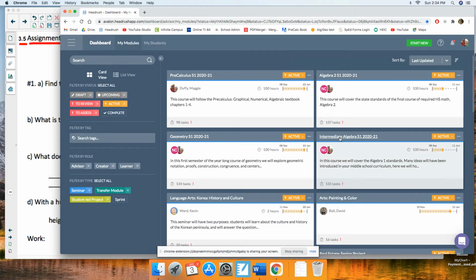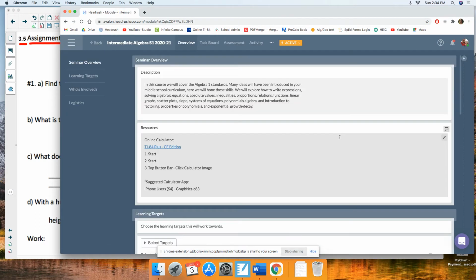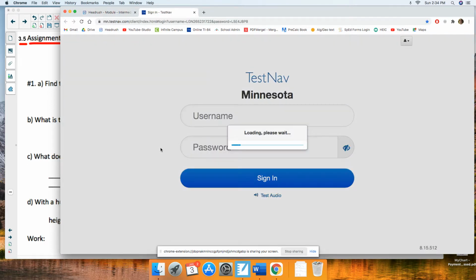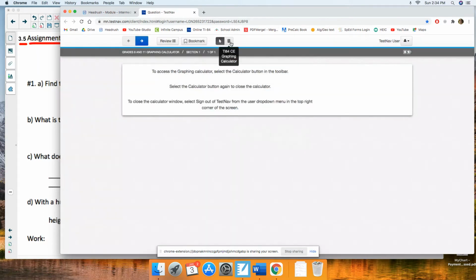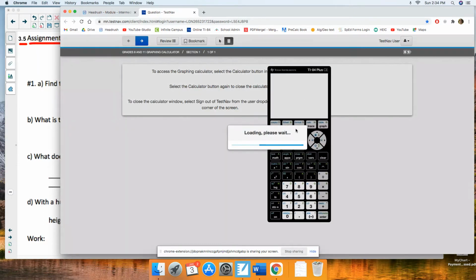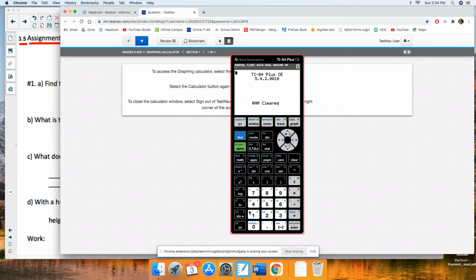If you want the calculator, the TI-84 graphing calculator, we can go to the overview of Intermediate Algebra, and then go here to the TI-84 Plus CE edition. Once we click start, and then this tiny little graphing calculator button, we get an option of graphing calculator. So here's our graphing calculator.